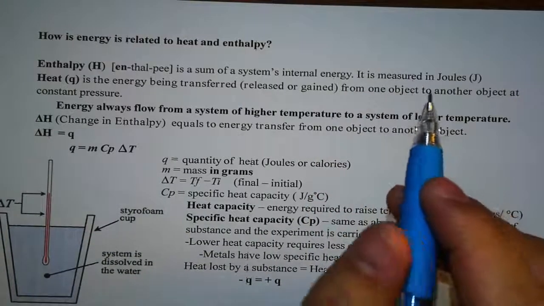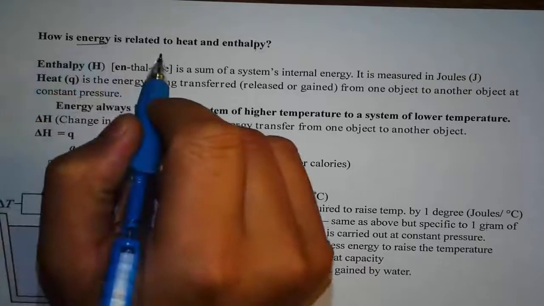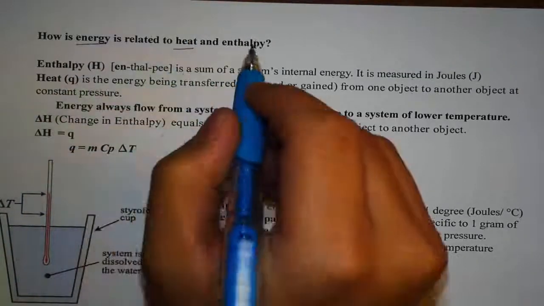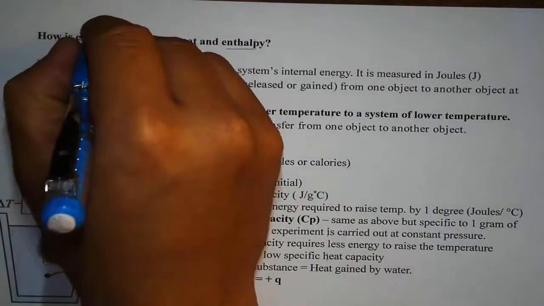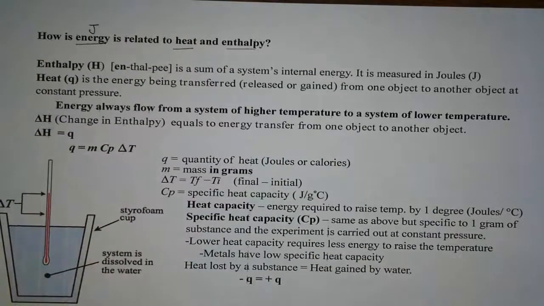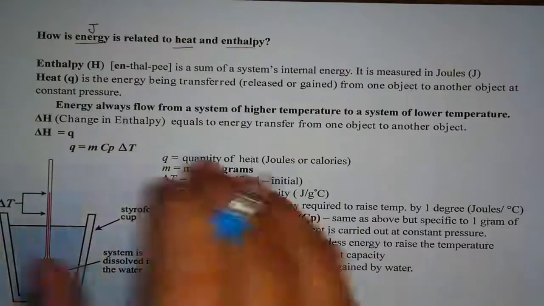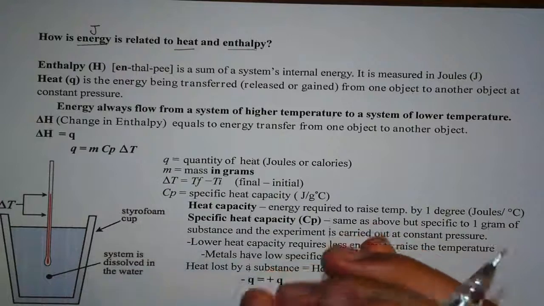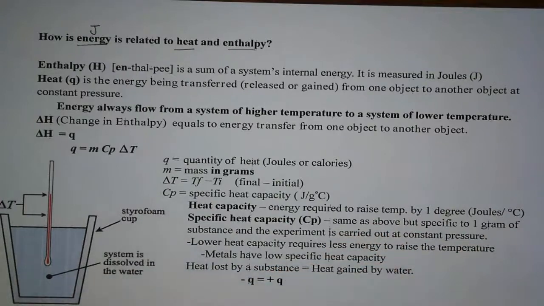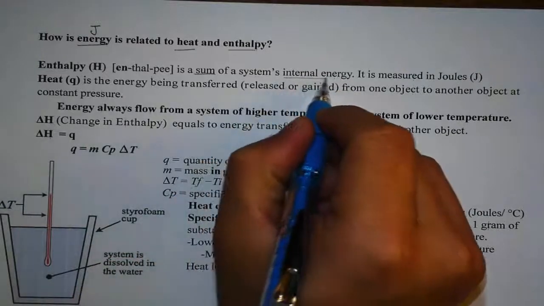In this lesson, we are going to look at how energy is related to heat and enthalpy. So, first of all, we know that energy is often measured in joules. Okay? So let's look at heat and enthalpy. First of all, enthalpy: basically all substances have a certain enthalpy. What is it? It's basically the sum of the system's internal energy.